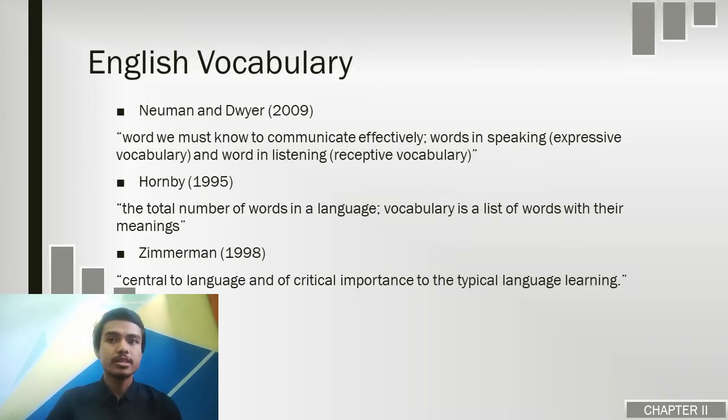Okay, the next part is B, English vocabulary. There are many definitions of vocabulary, but here I took three definitions from experts. The first definition comes from Newman and Dwyer, 2009. They stated that vocabulary is what we must know to communicate effectively, words in speaking and words in listening. Then Hornby, 1995, defined vocabulary as the total number of words in a language. Vocabulary is a list of words with their meanings.